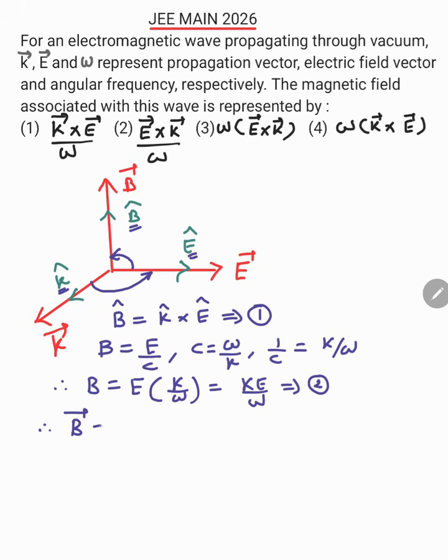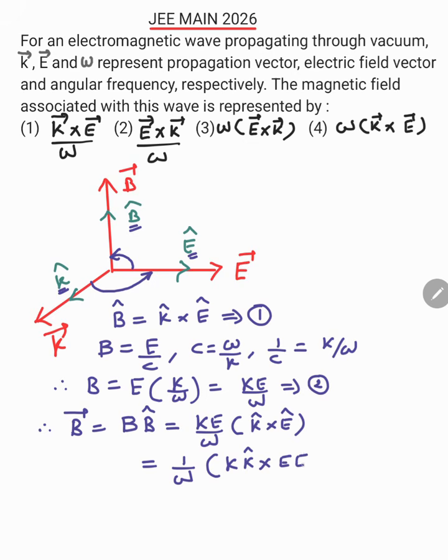Now B vector is equal to magnitude of B into unit vector in the direction of B vector, that is B caret. B is equal to K E upon omega, and B caret from equation 1 is K caret cross E caret. So B vector is equal to 1 upon omega in bracket K into K caret cross E into E caret.